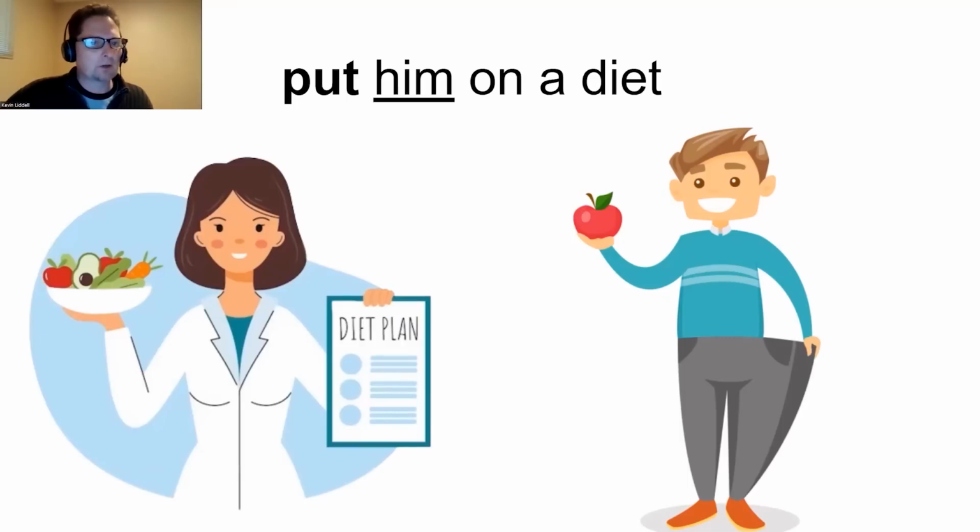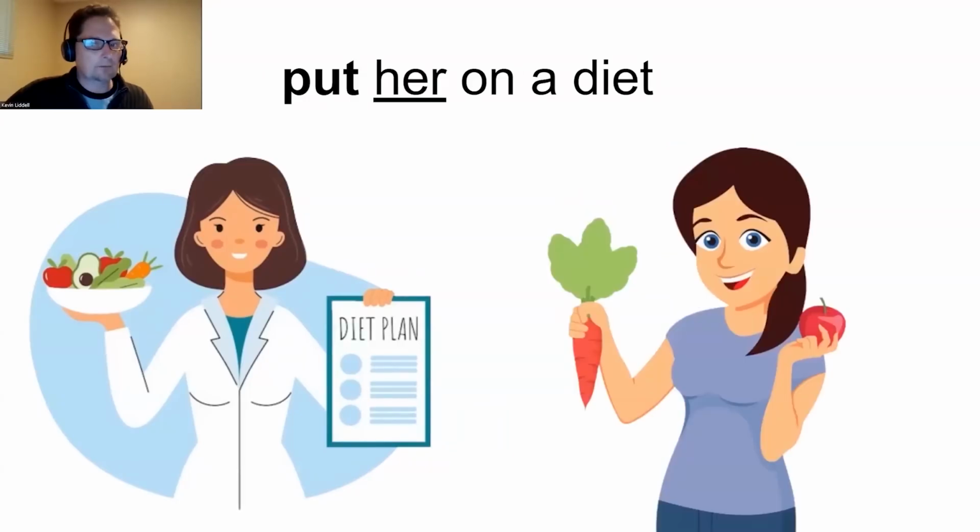Pronunciation, put him, put him. His doctor put him on a diet. We see the H is silent and the T sounds like a fast D because it's between vowels phonetically. Put him, put him. His doctor put him on a diet. Let's practice. What happened? Did his doctor put him on a diet? That's right. His doctor put him on a diet. And did he lose a lot of weight? That's right. He lost a lot of weight.